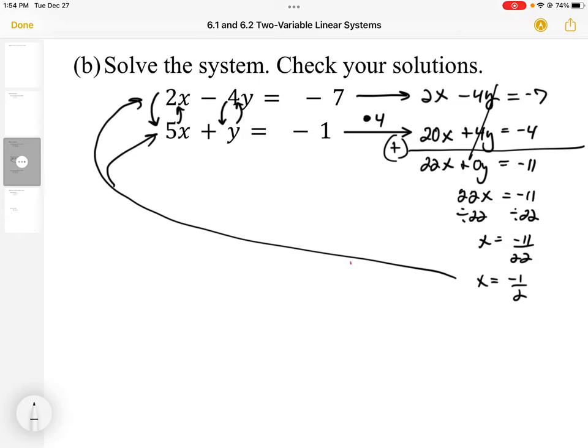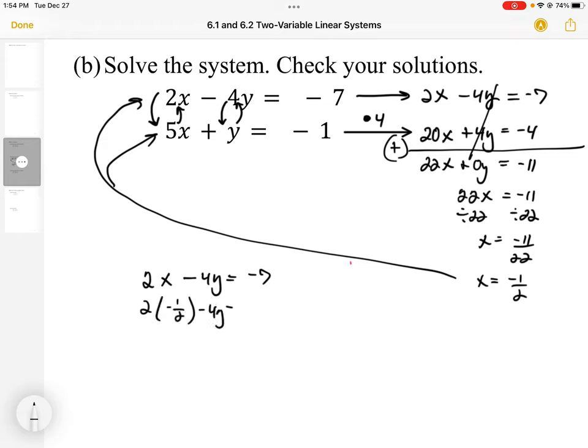So let's just take a look at those two equations. If I substitute negative a half in for x in the first equation, I get 2 times negative a half. That's easy math. If I did it into the second equation, I get 5 times negative a half. That's a little more complicated because the 5 is odd. So I'm going to choose to substitute it back into the first equation.